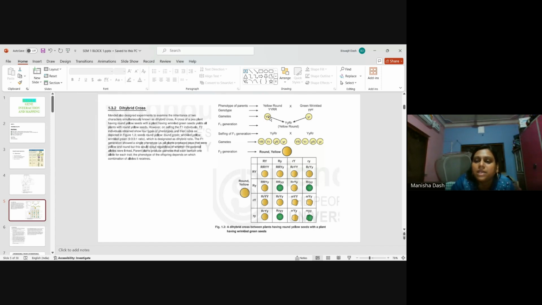So here, as you can see, he chose two different characters. That is why it is a dihybrid cross. In the parental generation, there was yellow and round, as well as the opposite character, that is green and wrinkled. Again, like the monohybrid cross, the F1 results were consistent. That means all the F1 generation exhibited yellow and round. So from this, we can predict that yellow and round are the dominating characters over green and wrinkled. But now, when the F1 was self-crossed, two new combinations were developed.